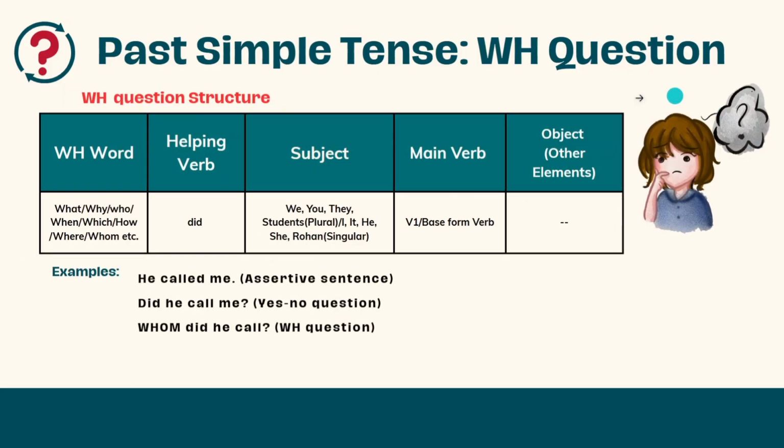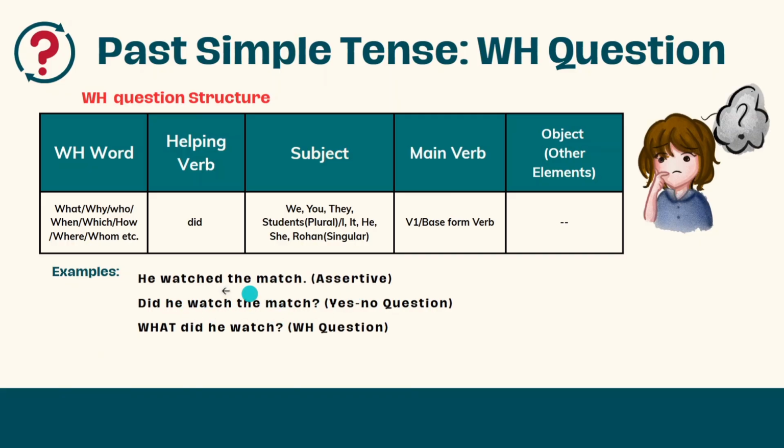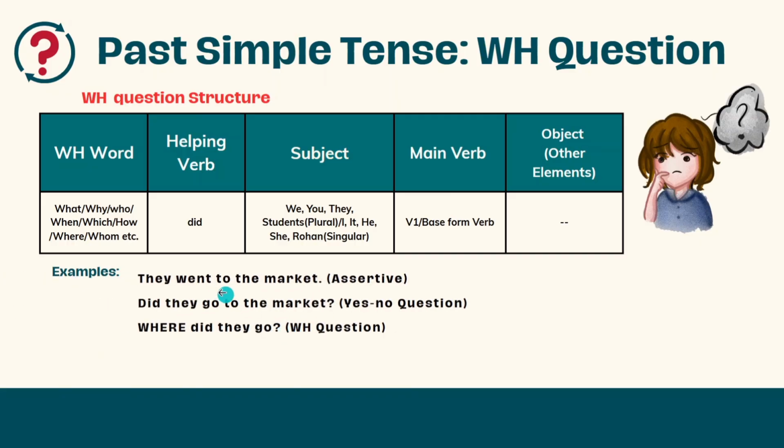Now, in order to make the WH question, the rule is very easy. You put the WH word first before all the elements, then you put did, then the subject, then the base form. So something like, if I take all the questions, he called me. So I just want to question whom. So, whom did he call? He watched the match. Did he watch the match? What did he watch? They went to the market. Did they go to the market? Where did they go? Right? This is how you can question with the WH words.